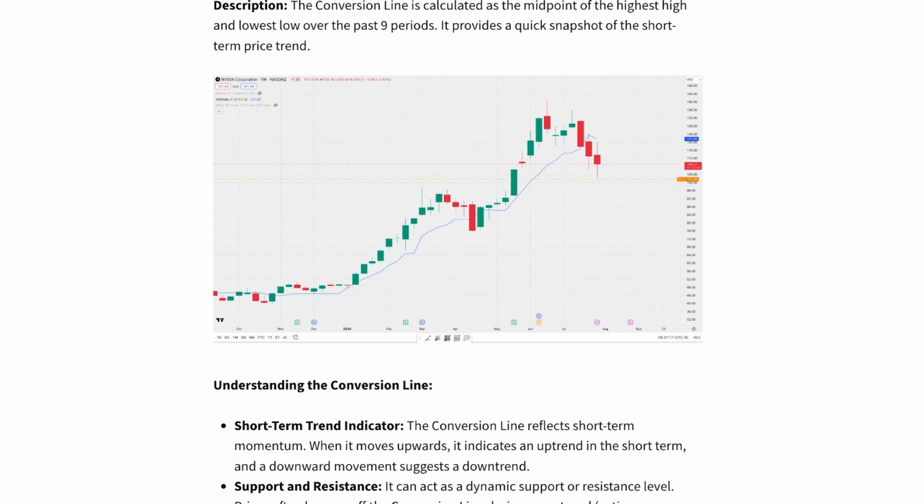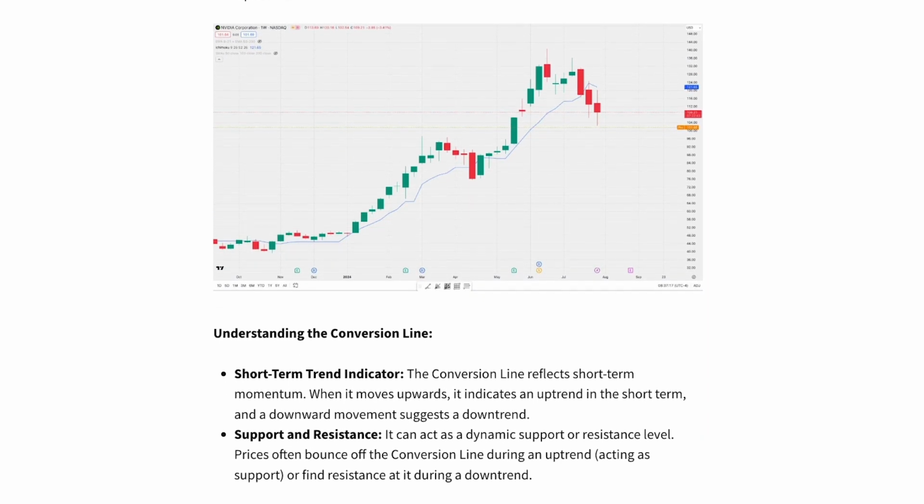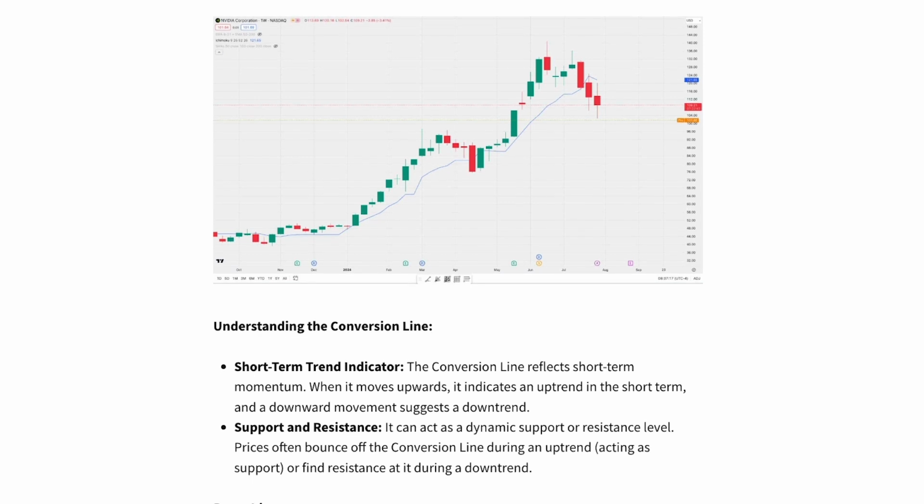So this conversion line reflects short-term momentum, and when it moves upward, it indicates an uptrend, and moving downward suggests a downtrend. So when price action is above the conversion line, certainly that's bullish, and when it tends to be below the conversion line, that is a bearish sign. So it can act sort of as a dynamic support and resistance level. Prices often bounce off the conversion line during an uptrend, acting as support.